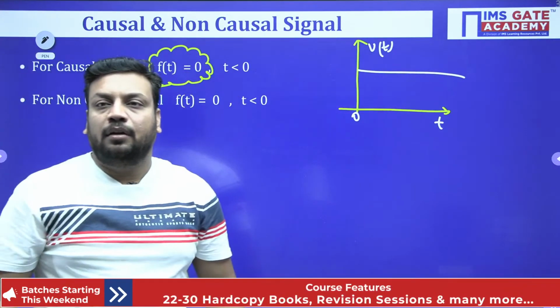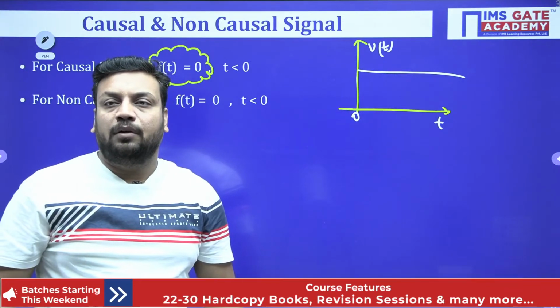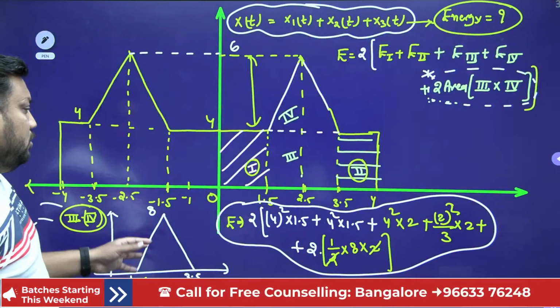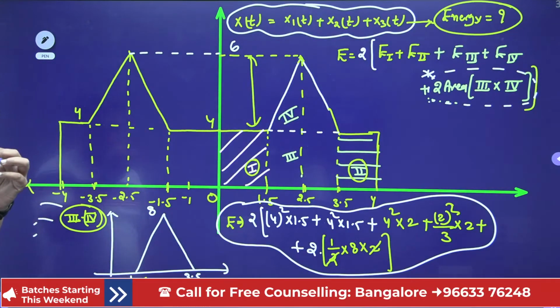So second period 0.5 to 1.5. 1 minute, let me check. Where second?